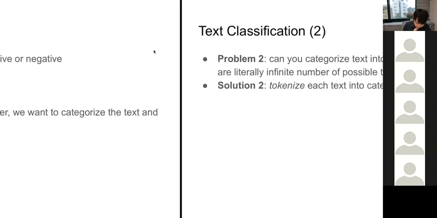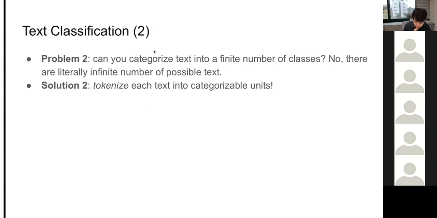But there is another problem, because can you categorize text into a finite number of classes? The answer is no, because there are literally an infinite number of possible texts. So what is our solution? We have to tokenize each text into categorizable units, and those are called words, tokens, etc. We might have an infinite number of possible texts, but we have a finite number of words. So that's why we want to tokenize, so that we can translate this into a one hot vector, which has a fixed size of dimensions we know from the beginning. So I'm gonna stop here.